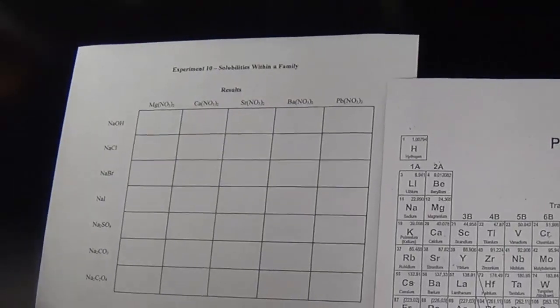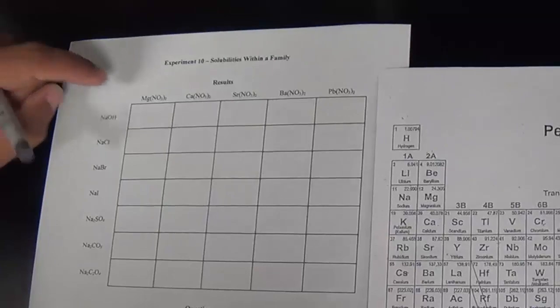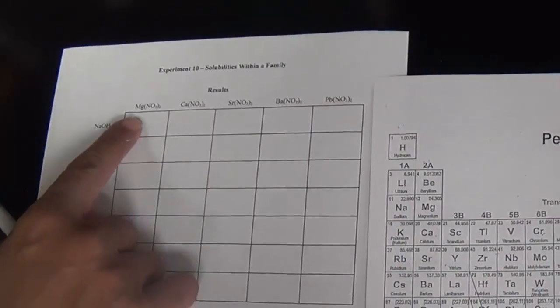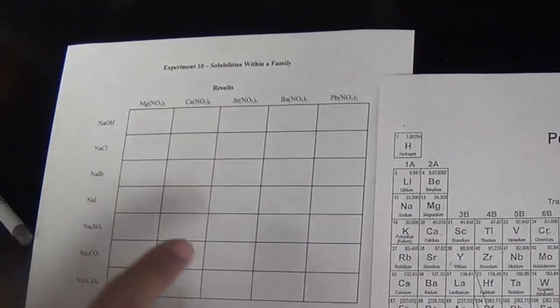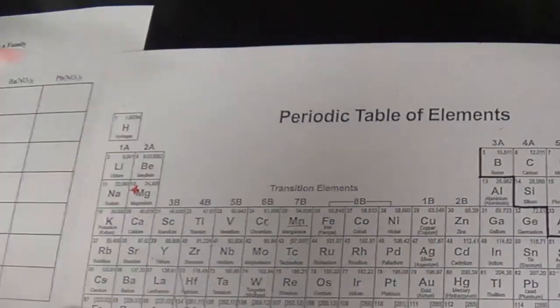So in this experiment, we will do reactions that involve solubilities. So you're going to mix magnesium nitrate with sodium hydroxide. So let's take a look where magnesium is in the periodic table. Magnesium is right here. It's a group 2 element.